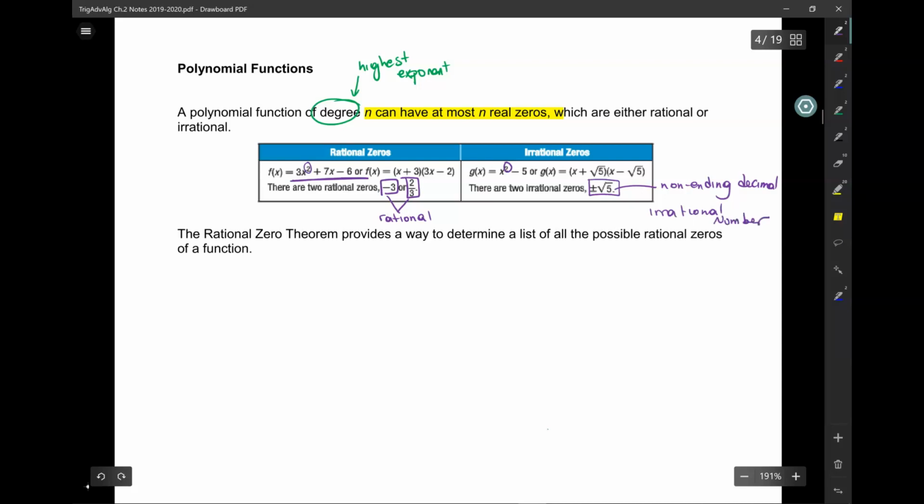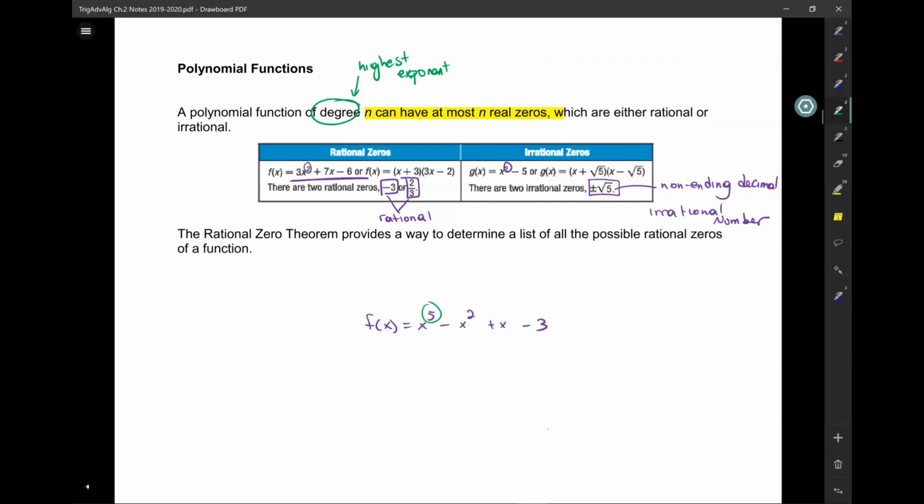Okay, why am I talking about this? Because suppose you have a function and it's x to the 5 minus x squared plus x minus 3. The highest exponent here is a 5. This means this can have 5 zeros at most.